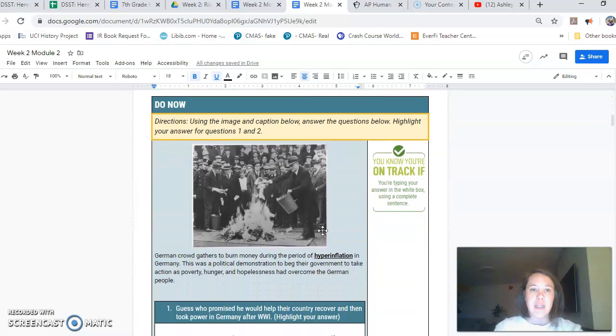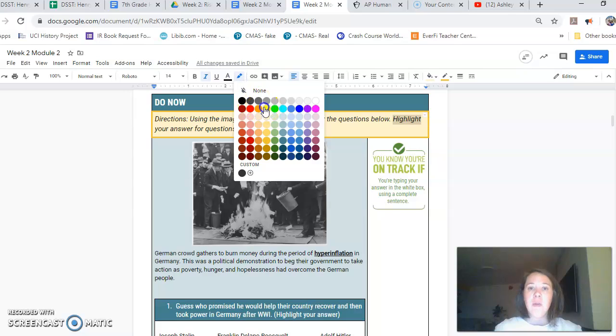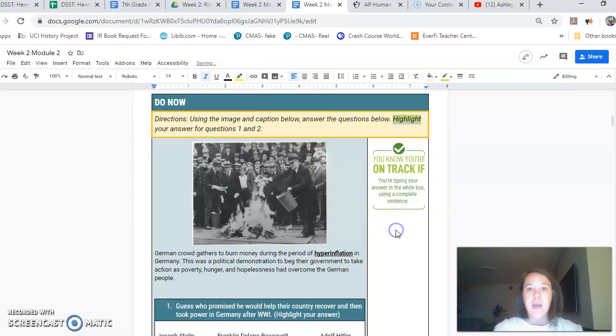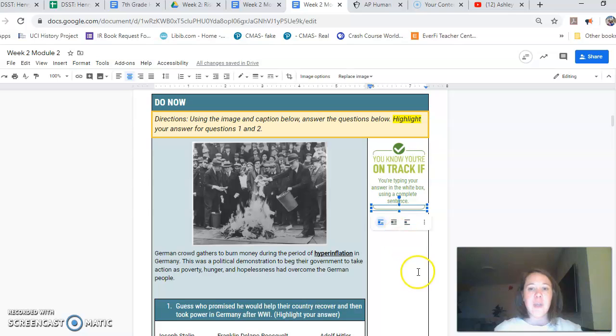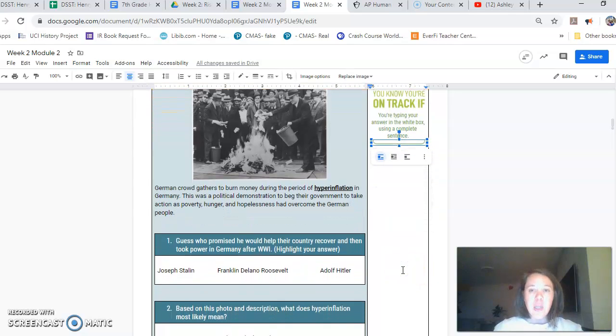Let's look at our do now for the day. Using the image and the captions below, I want you to answer the questions, highlighting your answers for question 1 and 2. Remember, when we highlight the word, we use our highlighting tool, we click on our desired color. You're going to highlight your answers for questions 1 and questions 2. You'll know you're on track if you're typing your answers in the white box and using a complete sentence.